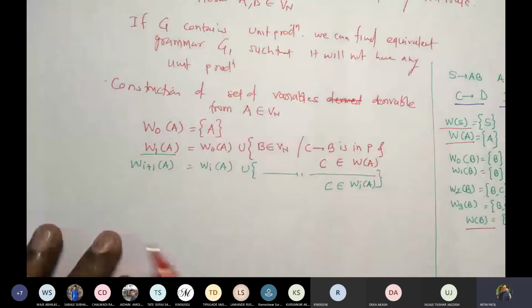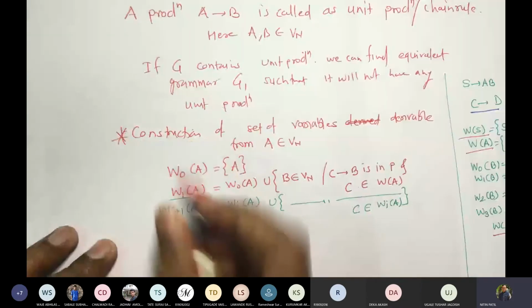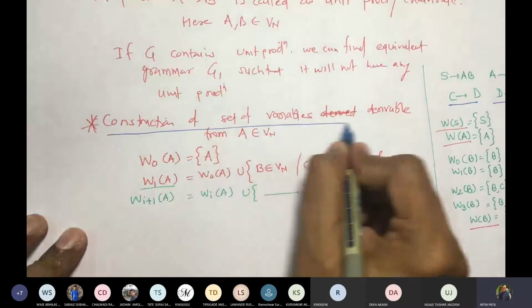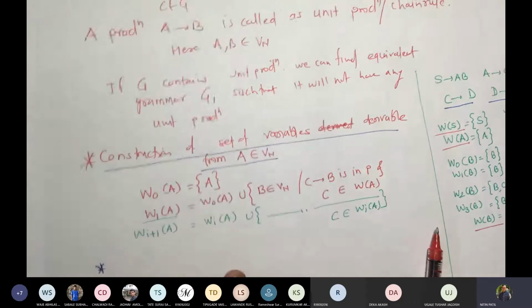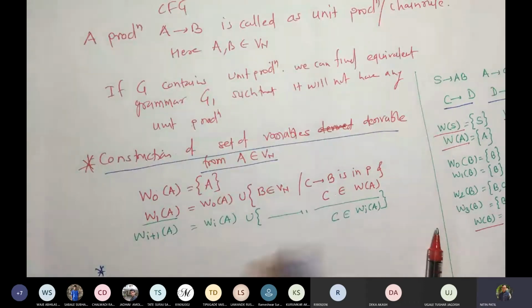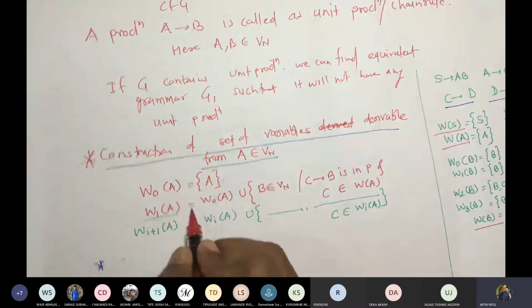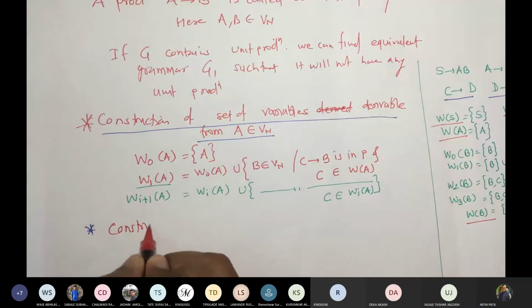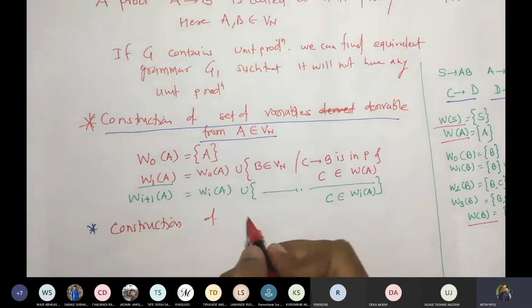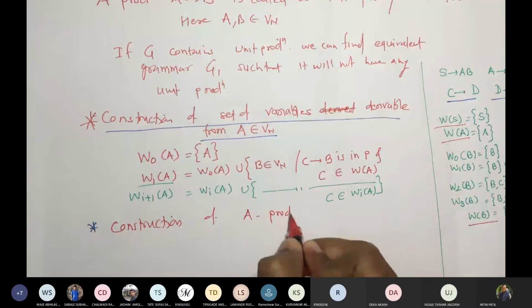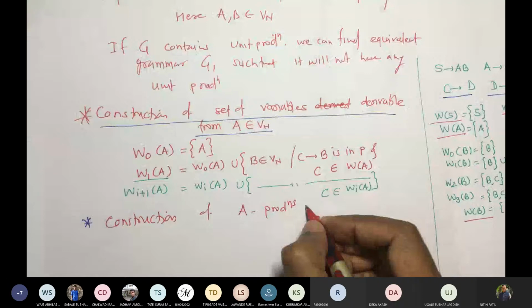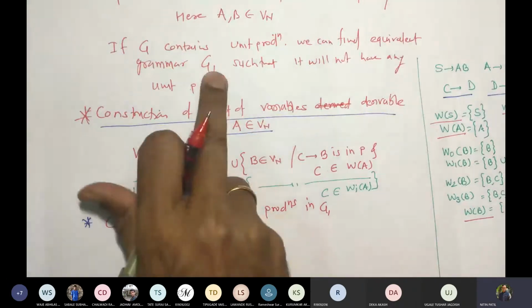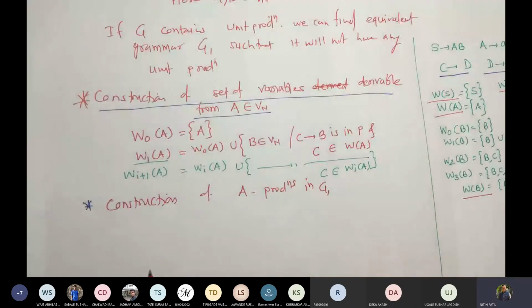Now you have done this. You already constructed this. Correct? So you already got construction of set of variables derivable from every variable A. Now we have to move to next step. Now we have to construct A productions for every variable A. For every variable A for which you constructed this, we are going to construct A productions. When I say A productions, I mean productions for A in the new grammar G1. Fine. How to do this?